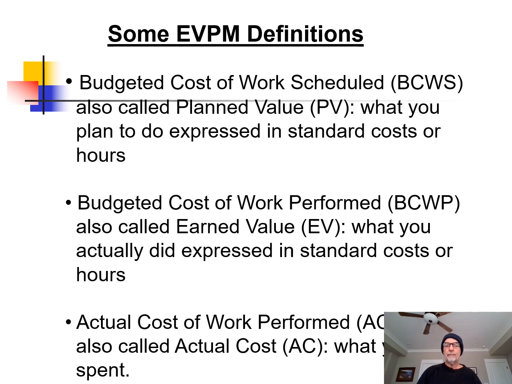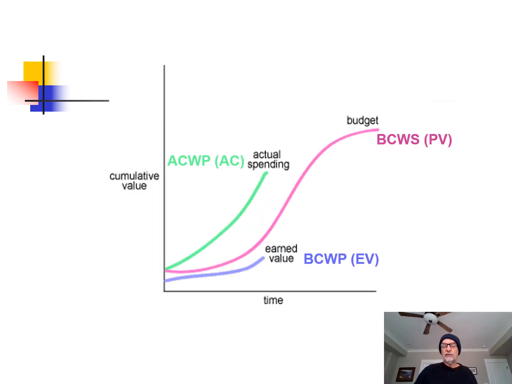There's three definitions that you need to know. There's more than three, but there's three basic ones. So the first one is plan value. And this is what your project is worth in terms of its cost. We also have the earned value. This is what your project performed at in terms of its standard cost or hours, and then actual cost, which is what you spend.